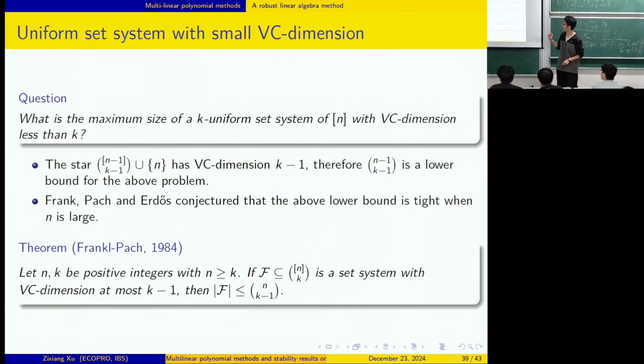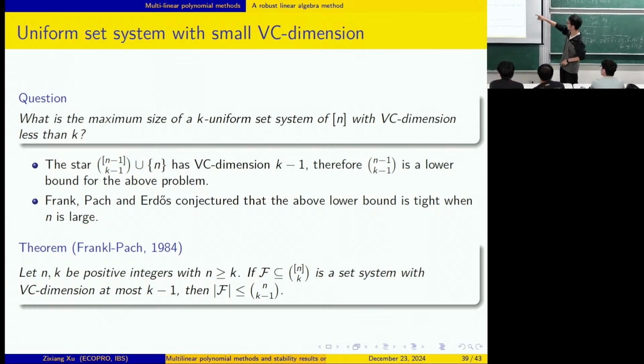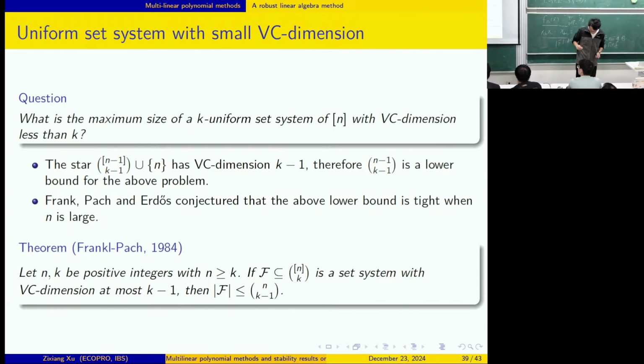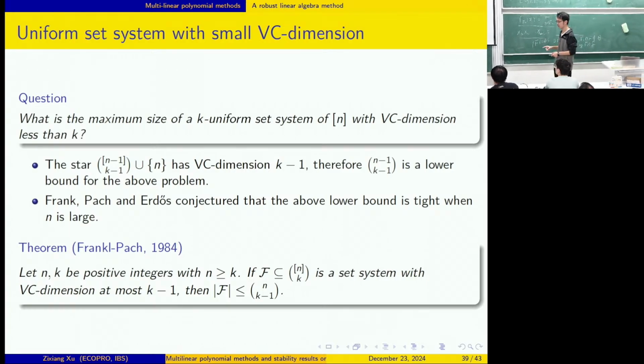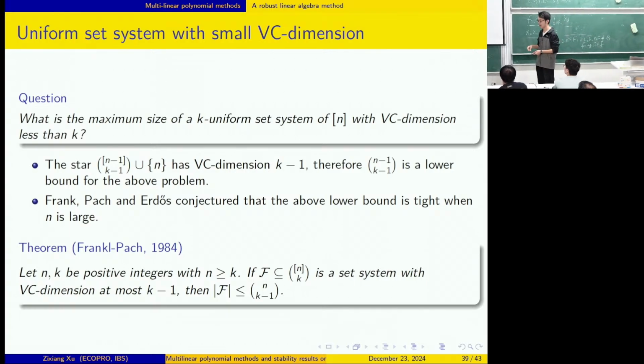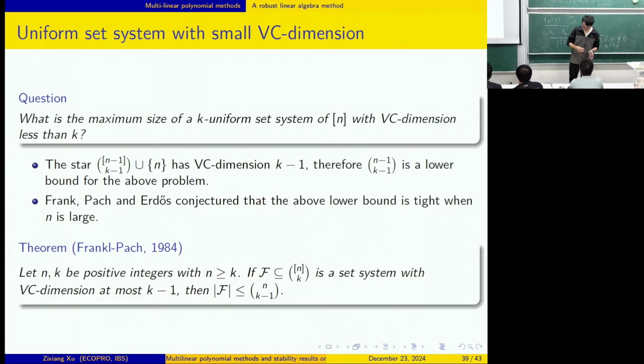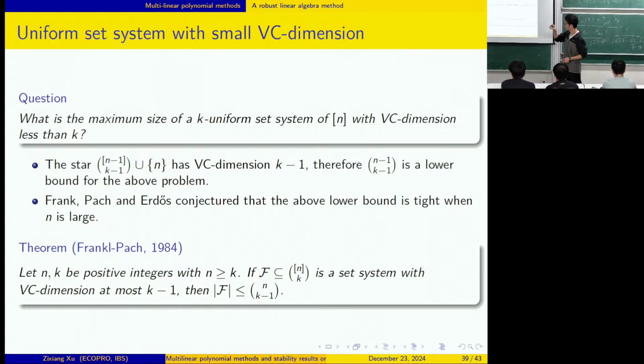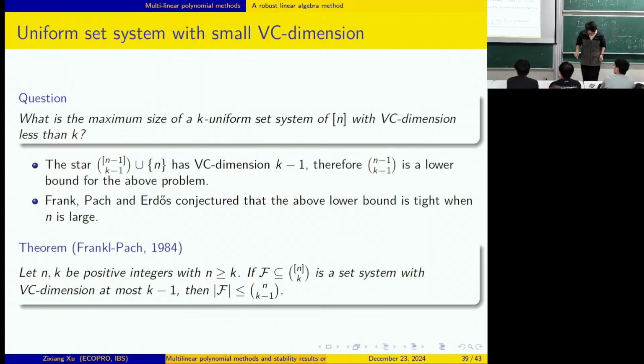So of course n minus 1 choose k minus 1 is a natural lower bound for this problem. They conjectured that this should be the sharp upper bound, which greatly generalizes the EKR theorem in this form. And Frankl and Pach also proved a very clean upper bound. The upper bound is n choose k minus 1.